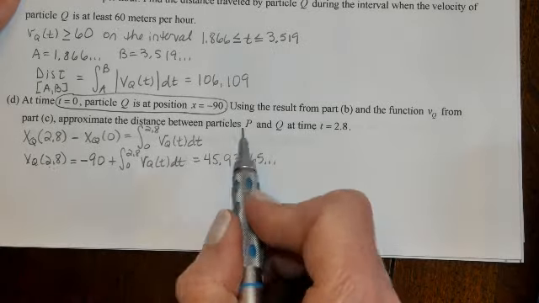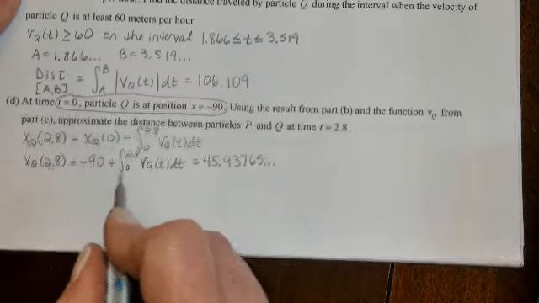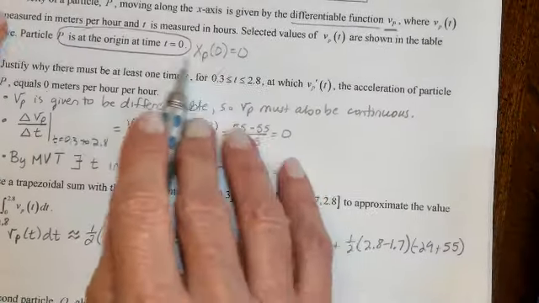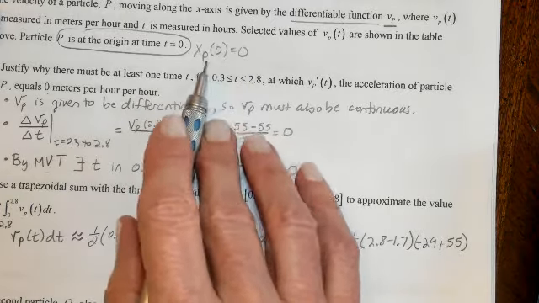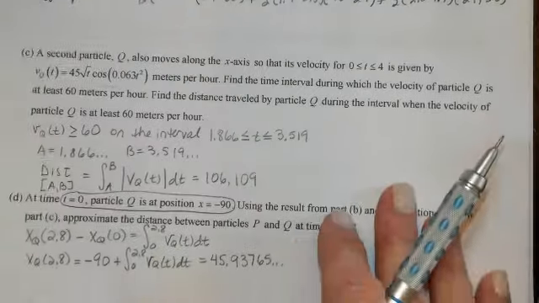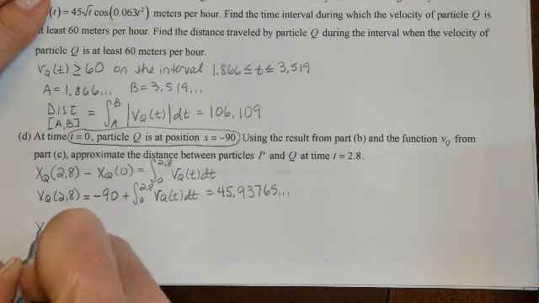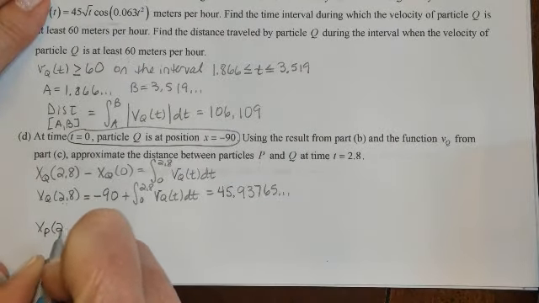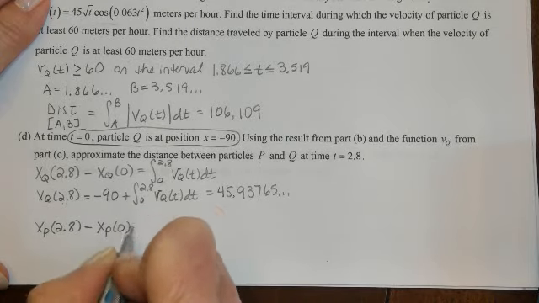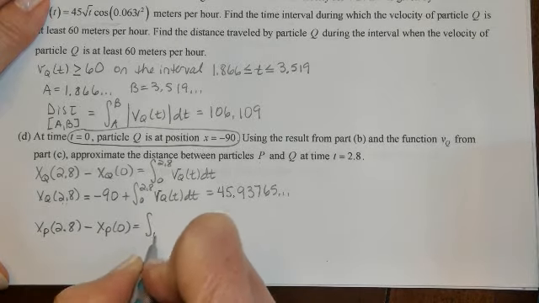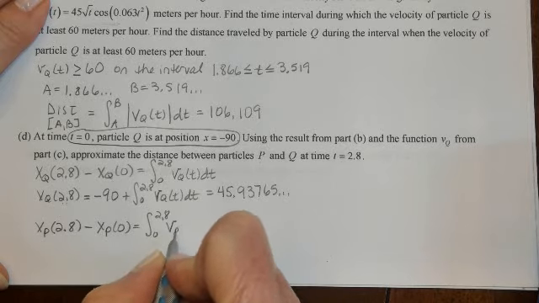Now we need to find the position of P at 2.8. So remember up here we were given an initial condition, an initial position for P. So I'm going to set up the same kind of fundamental theorem, except this time with P. So x sub P of 2.8 minus x sub P of 0 will be the integral from 0 to 2.8 of V sub P of T.